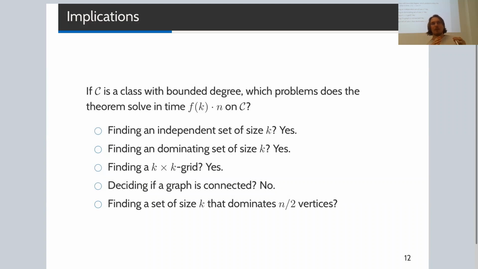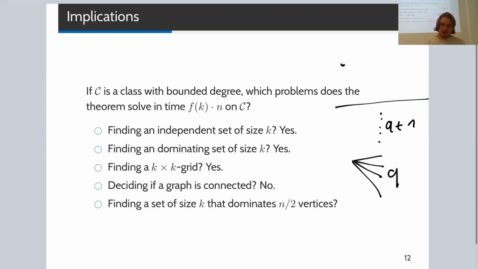So before we had some kind of intuitive understanding that it probably doesn't work, but now we can actually prove it. So let's take this graph here. Q vertices here, Q plus 1 vertices here. And we'll take a different graph. It looks like this. Q plus 1 vertices here. Q isolated vertices here. Now we notice in this graph, this vertex here dominates half the vertices of the graph. And in this graph, it doesn't dominate half the vertices of the graph. So we're going to call this graph G, this graph G prime.